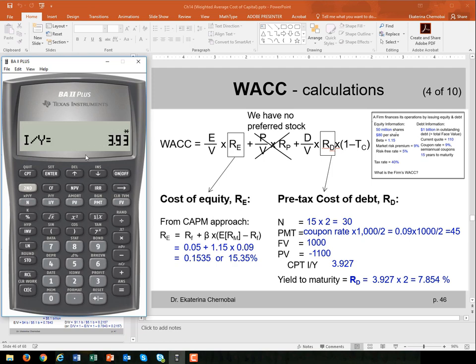Compute IY, 3.93% every half a year. Actually, if I increase the decimal places, I would have gotten a more accurate number, 3.927 when rounded to 3 decimal places. And then you multiply that number by 2 to get 7.854%.